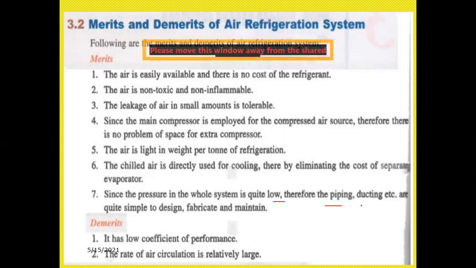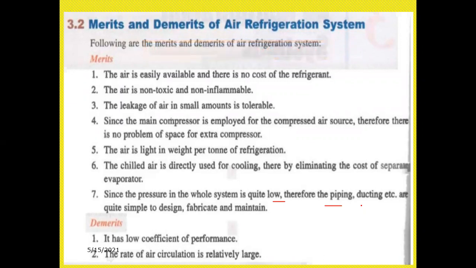Next, the rate of air circulation is relatively large. Whenever you open the door of a fridge or the door of any AC room, the cool air passes outside. Why? Because the cool air is heavier than the hot air, so the rate of air circulation is very large, since it has a low coefficient of performance. That's why this is a demerit. The large air circulation is a demerit.